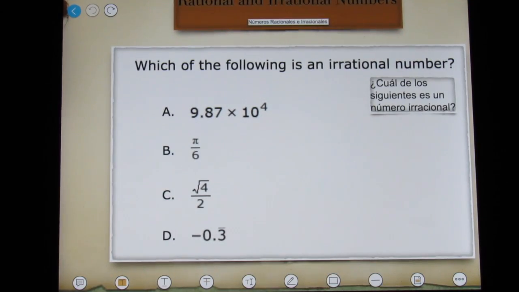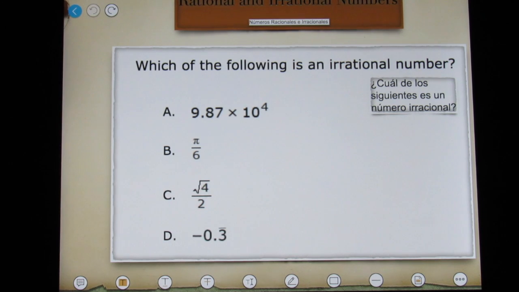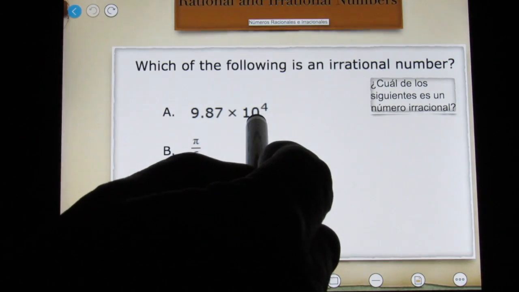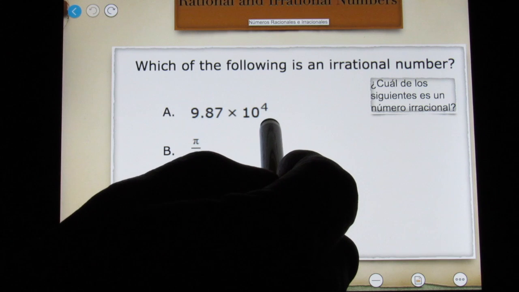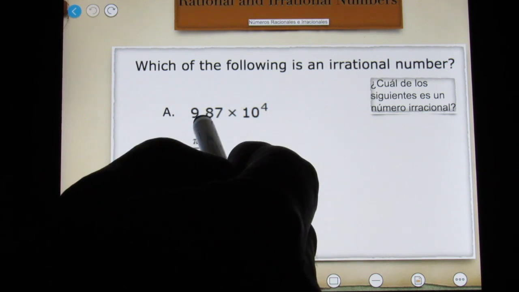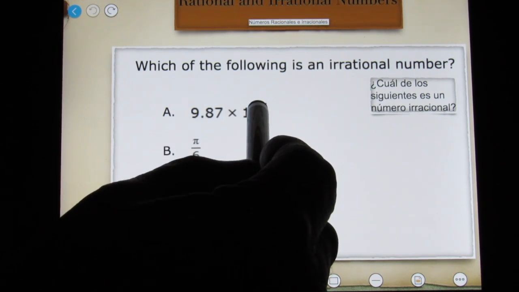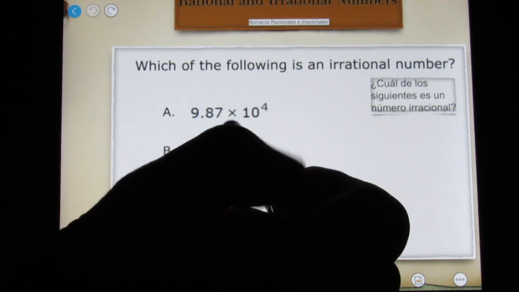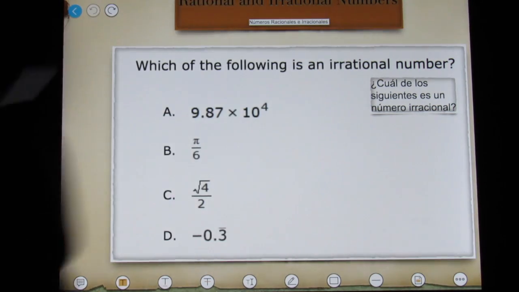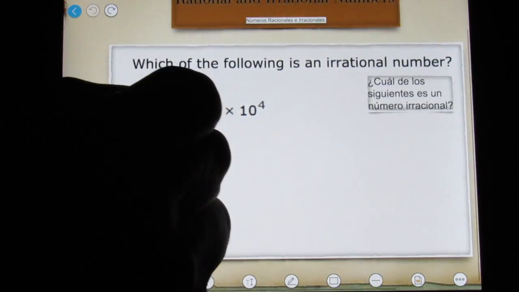Here they're only asking me to find one irrational number. So if I look at this, this is 10 to the 4th power, which is 10,000. Multiply this by 10,000, that'll just move the decimal 4 spaces to the right, and it'll be 98,700. That's a rational number. Again, we're only looking for an irrational. I see pi.